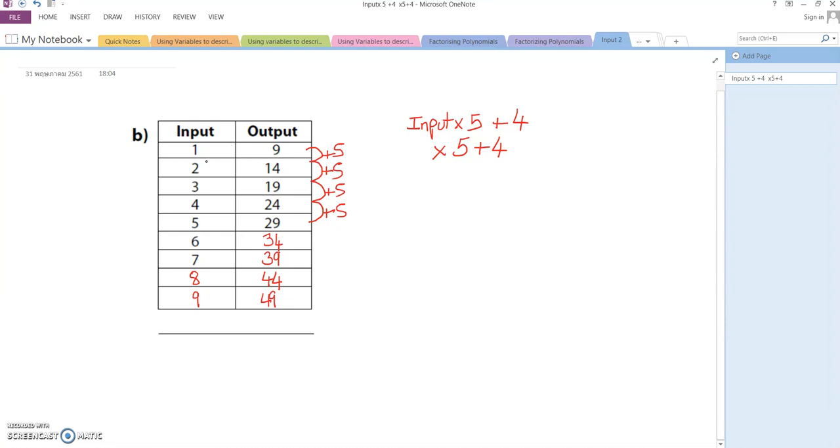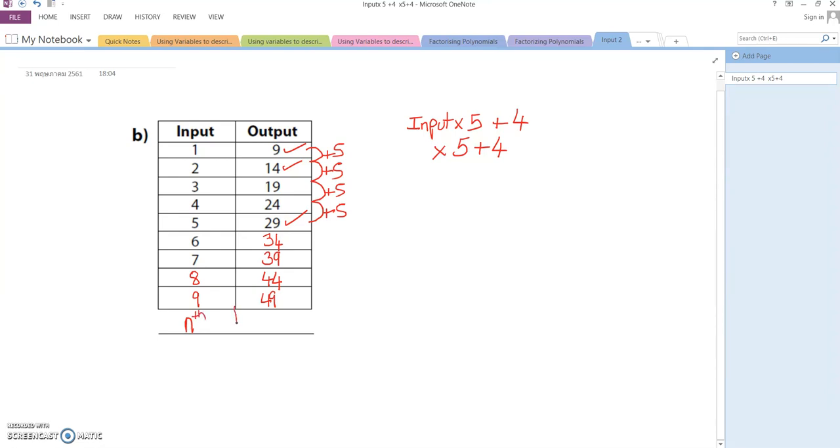Anyway, so let's take a look at this. Input is 1. 1 multiplied by 5 gives us 5. 5 plus 4 is 9. 2 multiplied by 5 is 10. 10 plus 4 is 14. 5 multiplied by 5 is 25. 25 plus 4 is 29. So this works. So let us say, what if we have to do it for the nth term?